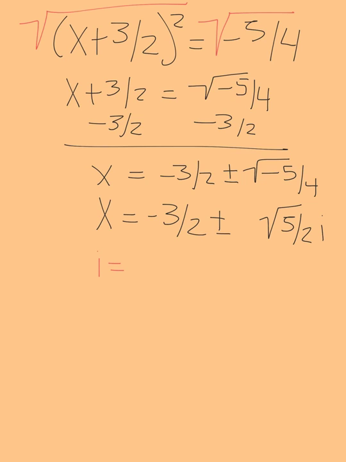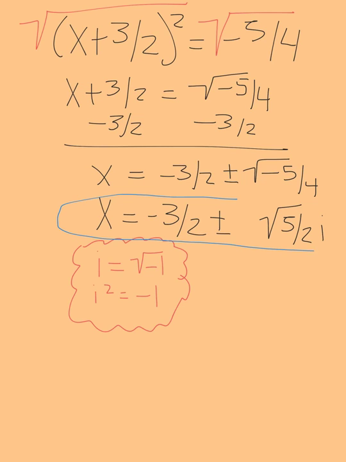i is equal to the square root of negative 1. i squared is equal to negative 1. And so our final answer is going to be x equals negative 3/2 plus or minus the square root of 5/2 i.